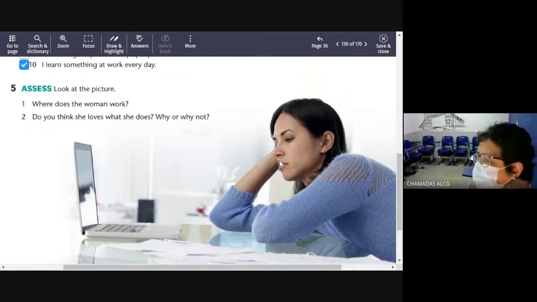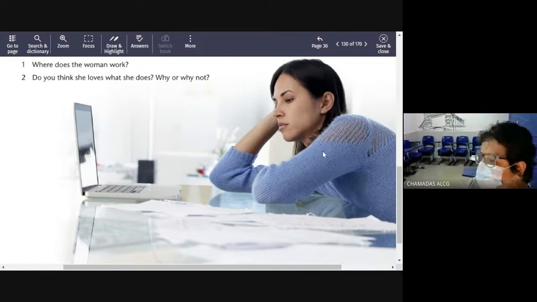Okay. All right. It's clear that she's not doing hard work with her hands, but a mental problem. Yeah, she's been working hard because there are lots of papers on the table. So maybe she's trying to solve a problem, or maybe she's studying.